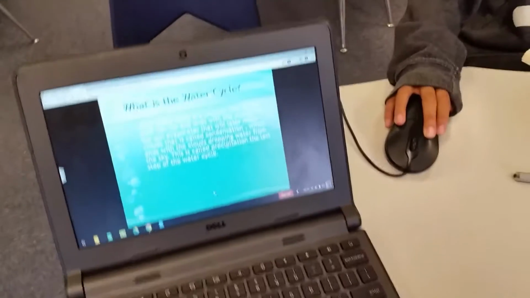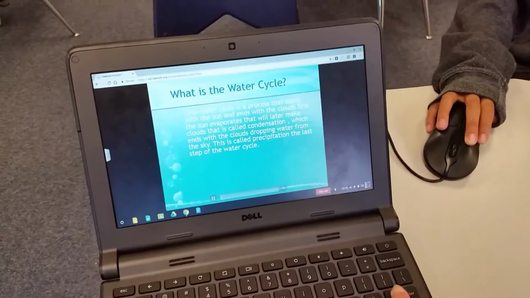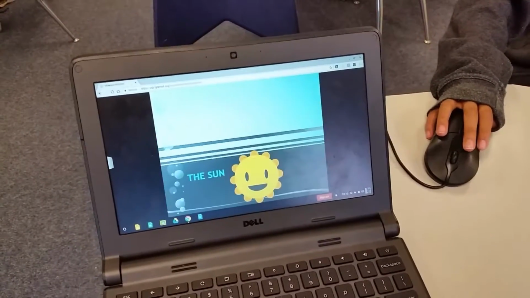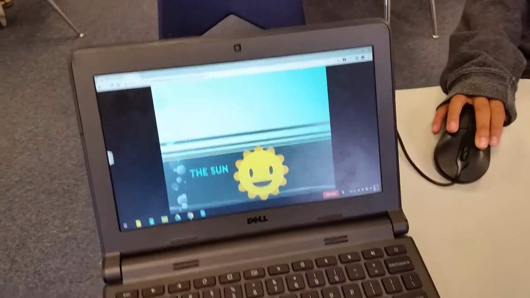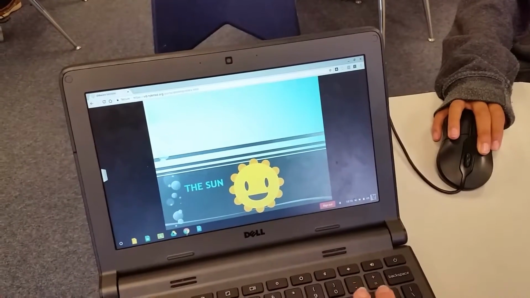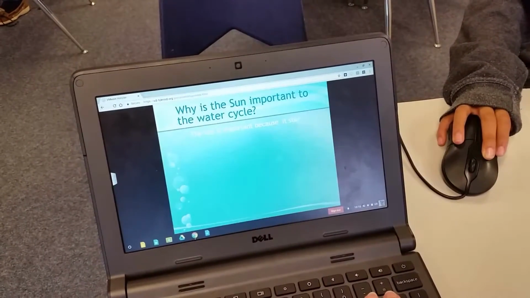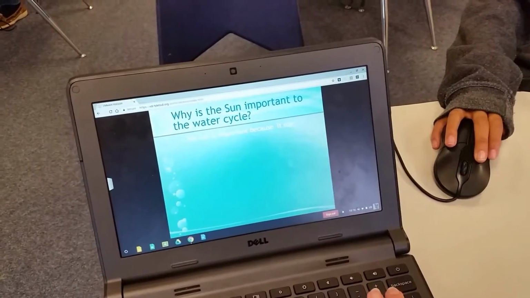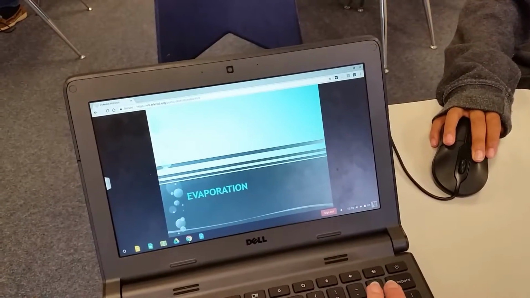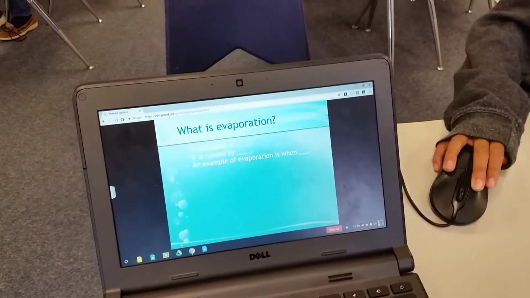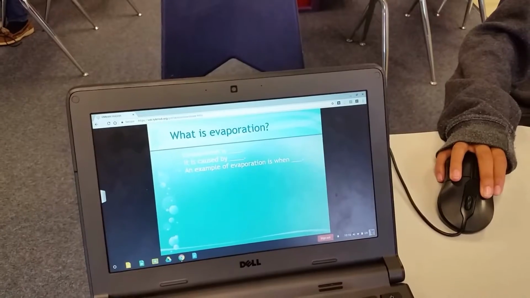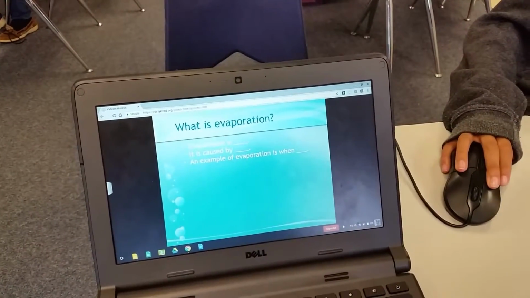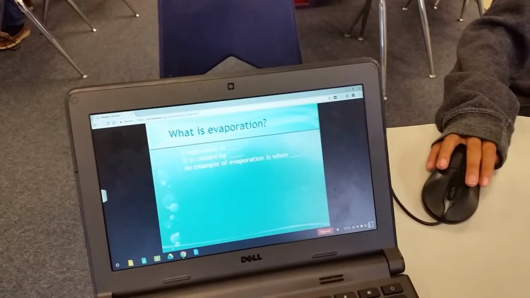What happens if the sun went away? Condensation is three. My picture won't fit in my paragraph. And then I think you still need to do this one, this slide. It's missing some information, right?